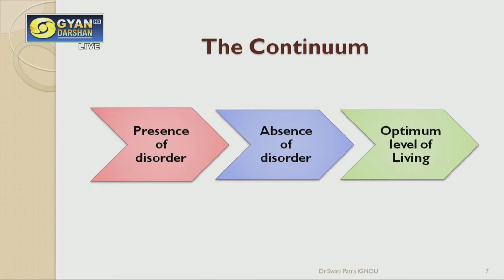Yeah. So as we were discussing the definition of mental health, this is mainly focusing on the promotive aspect of mental health. To further elaborate on this particular definition, we can also see this particular continuum that we talk about when we discuss mental health. This indicates that there is presence of disorder, then there is absence of disorder, and then there is optimum level of living.